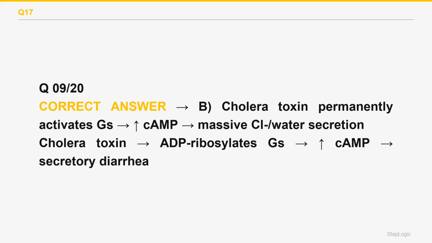The correct answer is B. The mechanism, permanent Gs activation raising cAMP, is shared by the heat-labile toxin of ETEC, which causes a milder traveler's diarrhea. The treatment is the key clinical pearl: aggressive oral or IV rehydration to replace fluid and electrolytes, because the diarrhea is self-limited but the dehydration is what kills. The cholera toxin's permanent Gs activation, cAMP elevation, and chloride and water secretion producing rice water stool is the answer.